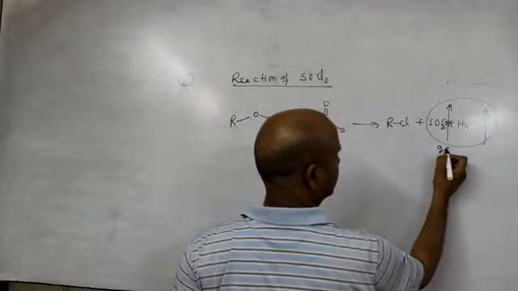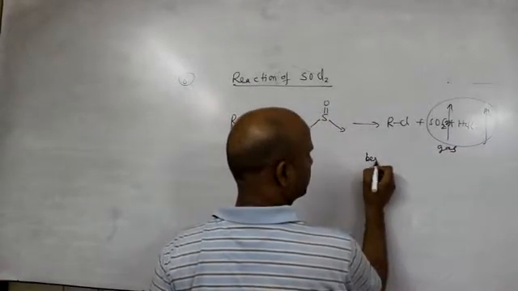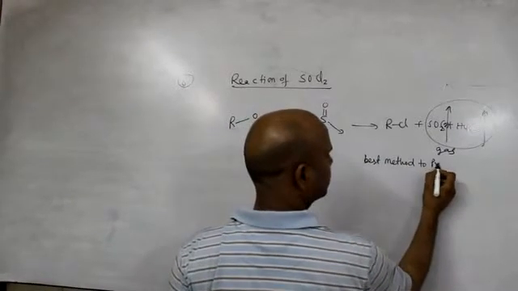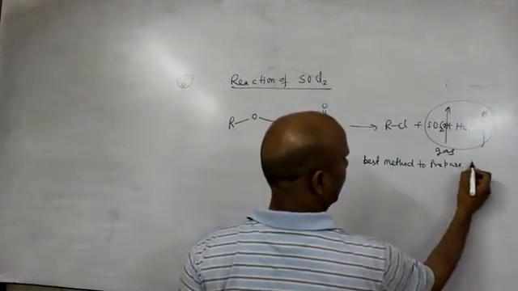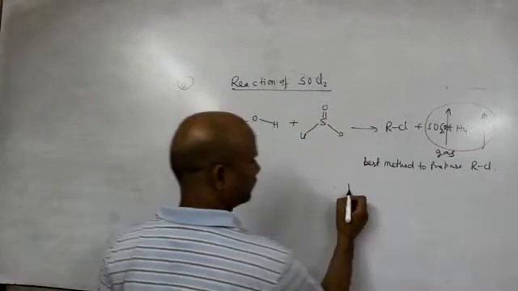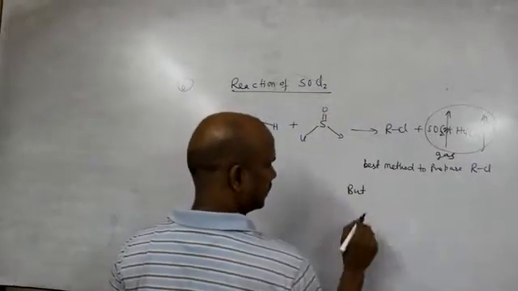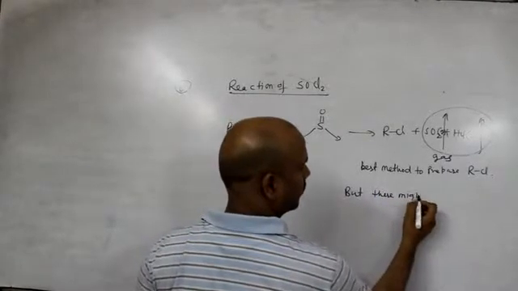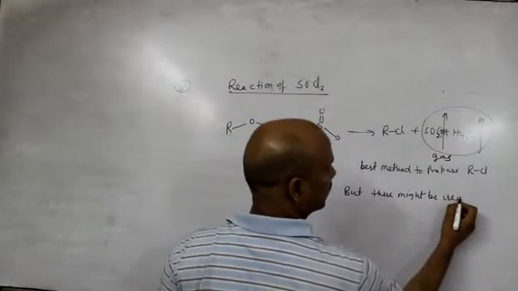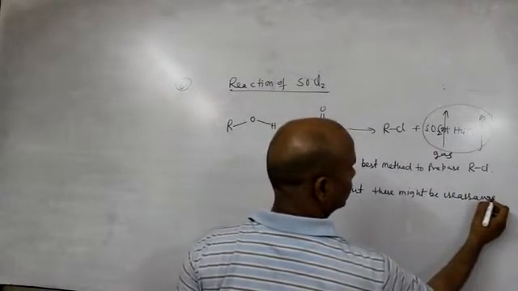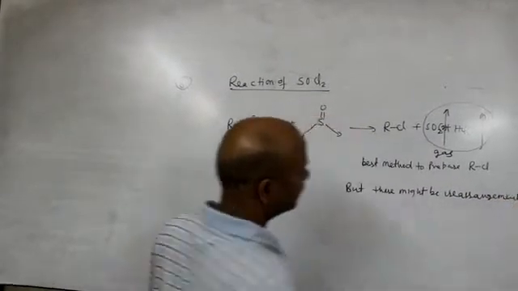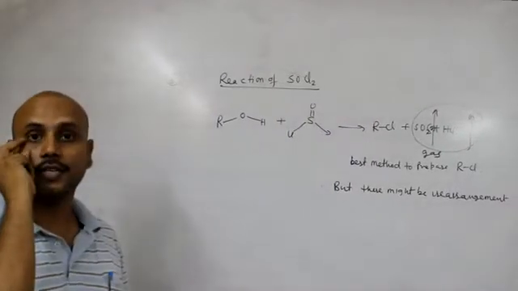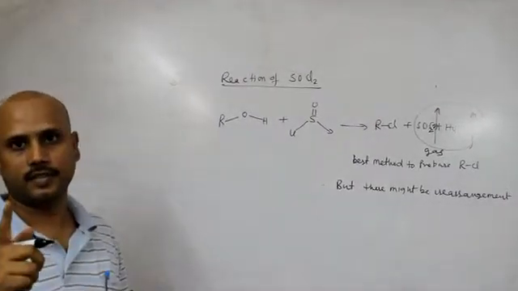Therefore, it is the best method to prepare RCl. But there might be rearrangement. It means that in the case of SOCl2, a carbocation may be formed and there is a possibility of rearrangement.